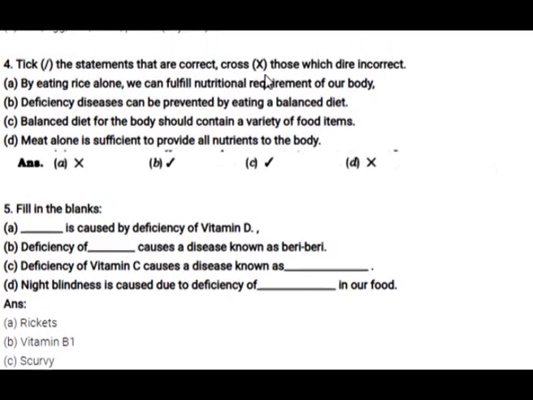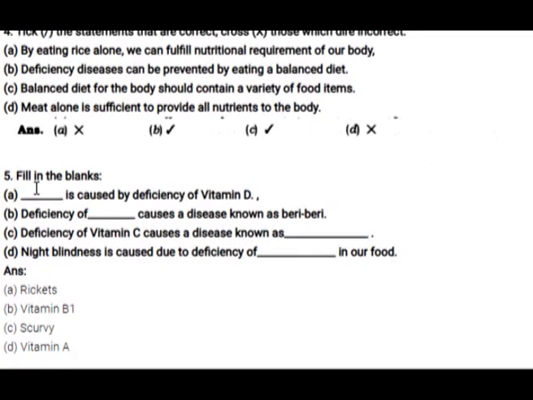Tick the statements that are correct and those that are incorrect. By eating rice alone, we can fulfill the nutrition requirement of the body. Is it correct? No. Deficiency diseases can be prevented by eating a balanced diet. Yes. A balanced diet for the body should contain a variety of food items. Yes. Meat alone is sufficient to provide all nutrients to the body. No.